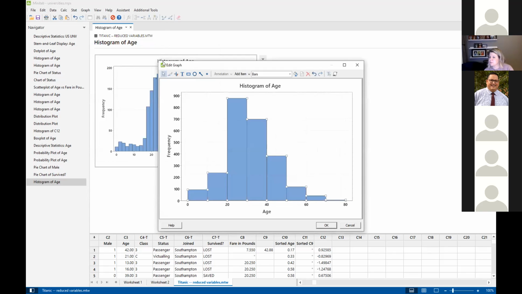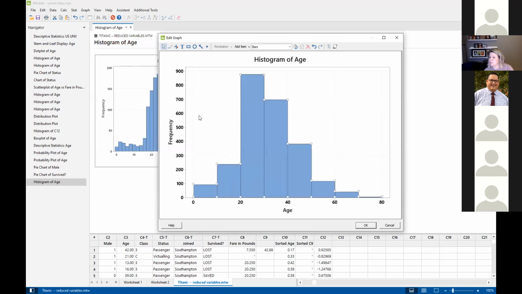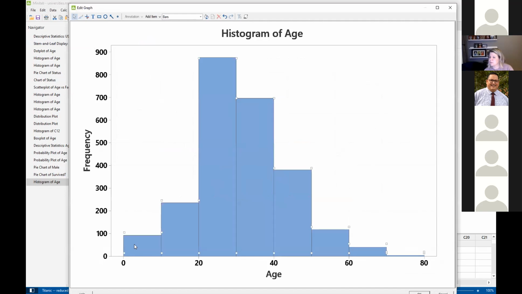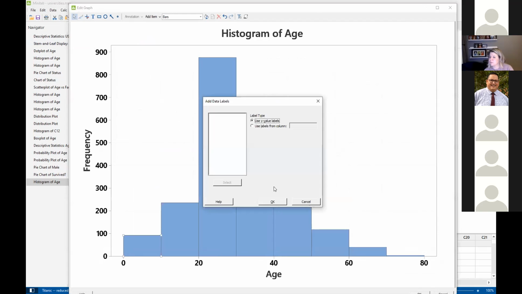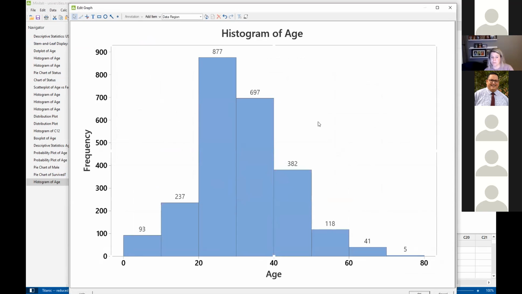So look into this. Here you can see, and I can add data labels also. Okay, so here you can see 0 to 10, 93; 10 to 20, 237; here it's 77. So only classes with a 10 year difference, you can see this.